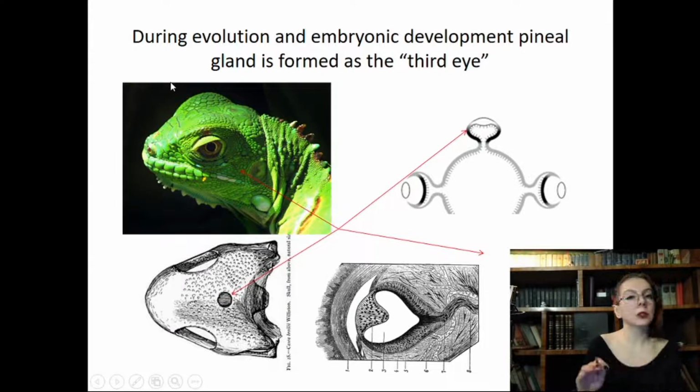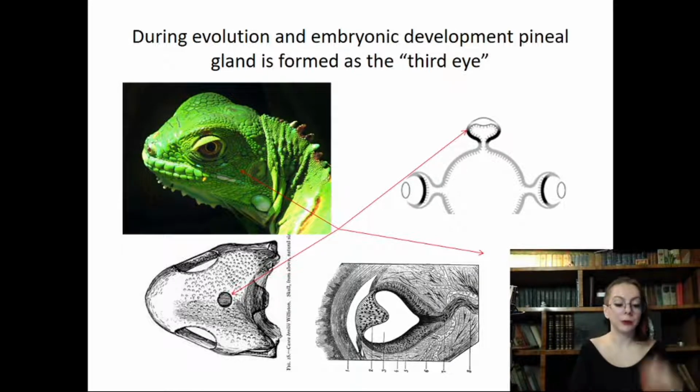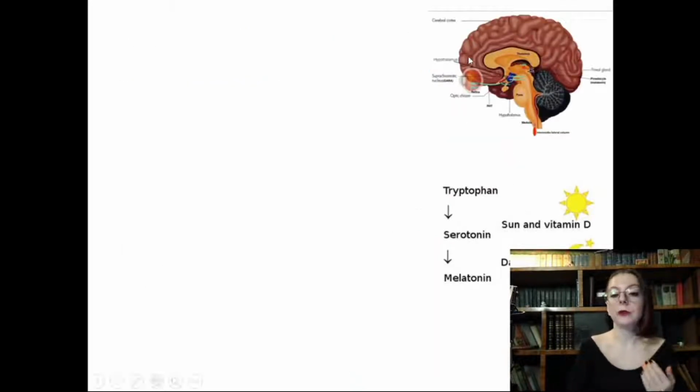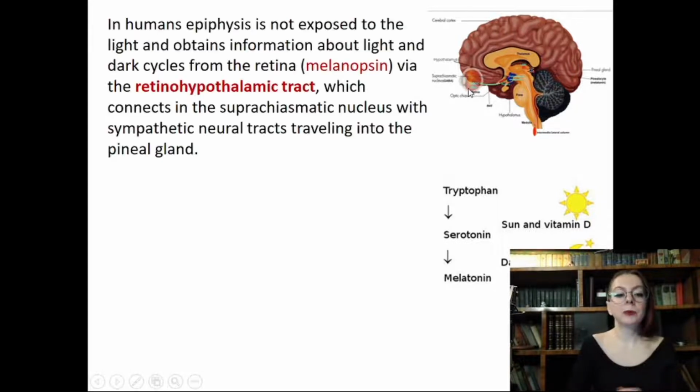In humans it doesn't work. Why? Because the third eye is no longer needed, because our pineal gland receives the information from the brain, or from our retina. So in our eyes, there is a special retinohypothalamic tract which delivers the information to the pineal gland. There is the word put especially for me, the key word is melanopsin.